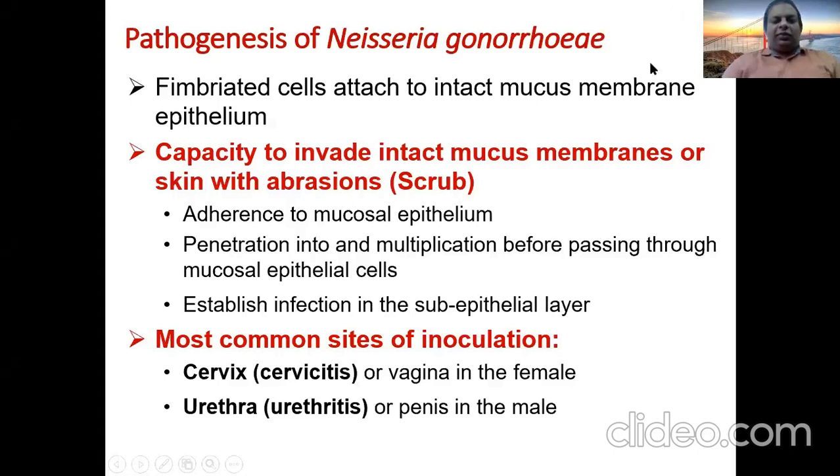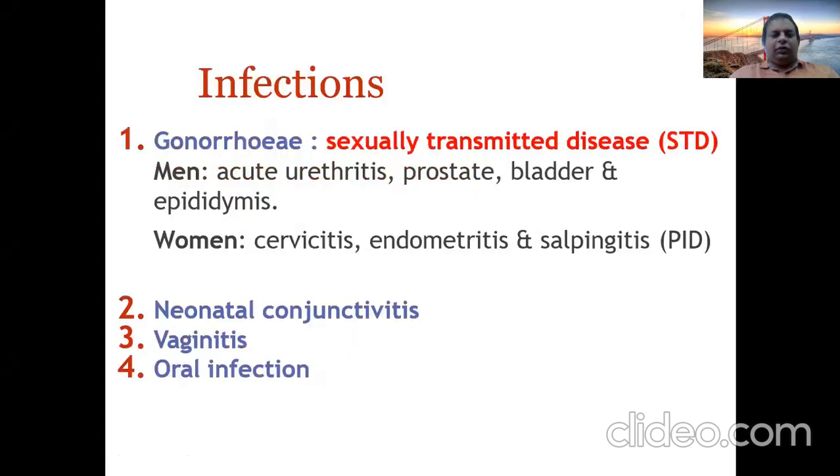The most common sites of inoculation are the cervix or vagina in the female, and the urethra or penis in the male. The infection gives gonorrhea. As I said, it's an STD, a sexually transmitted disease. It causes in men acute urethritis, prostatitis, bladder infection and epididymitis. In women, it's cervicitis, endometritis, with or without salpingitis. It leads to pelvic inflammatory disease.